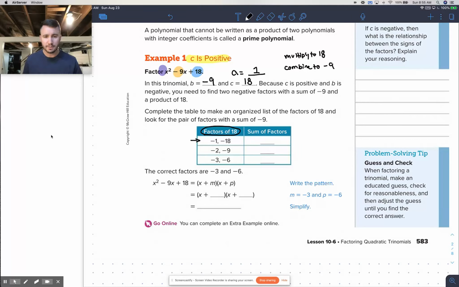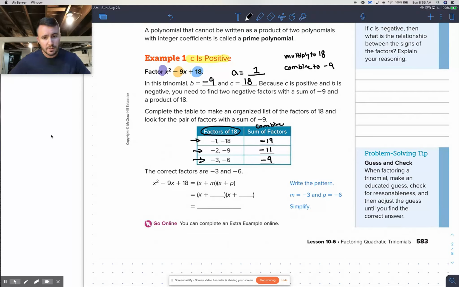But regardless, these are all the factors. So -1 and -18, then they say, well, the next would be -2 times -9, and then -3 times -6. So those are the only options. So now it's asking you to sum or combine them. So we say, okay, well, -1 plus -18, combine them together, you end up with a -19. And then -2 plus -9, combine those together, you get -11. And then you have a -3 and a -6, combine those together, and you end up with a -9.